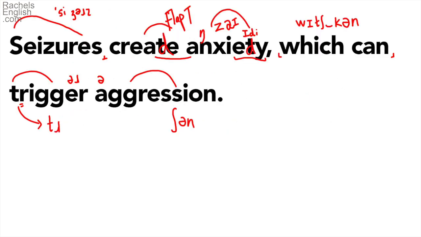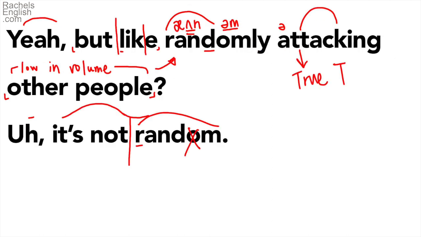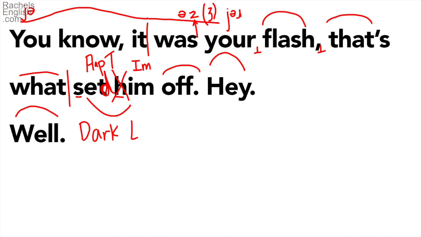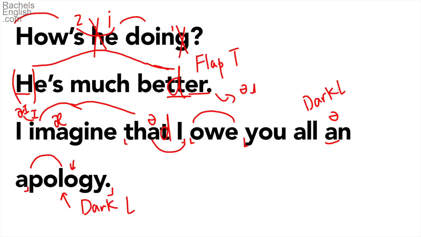Seizures create anxiety, which can trigger aggression. Yeah, but like randomly attacking other people? It's not random. You know, it was your flash. That's what set him off. Hey. Well. How's he doing? It's much better. I imagine that I owe you all an apology.